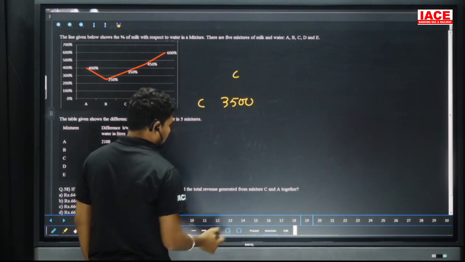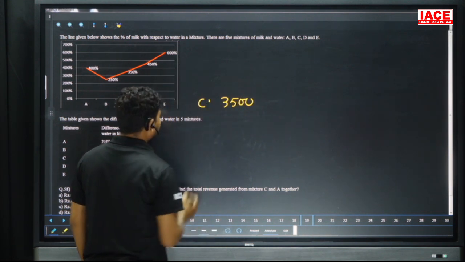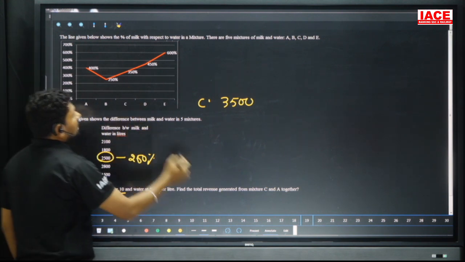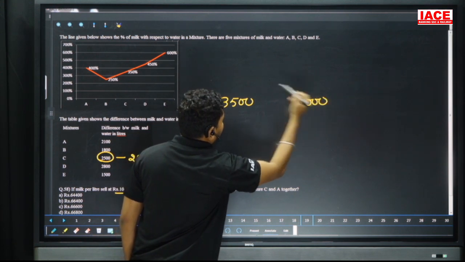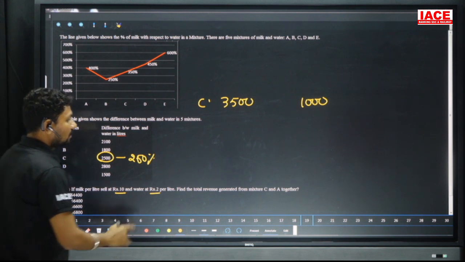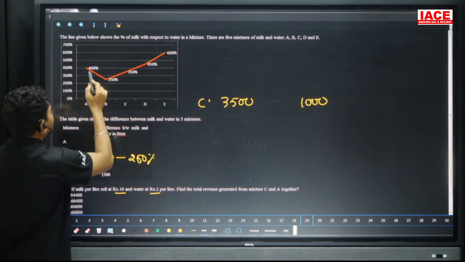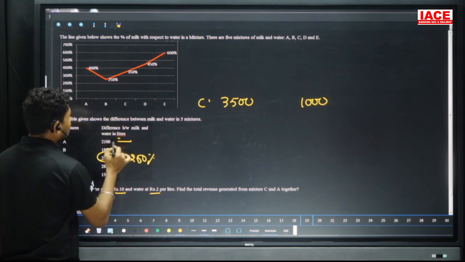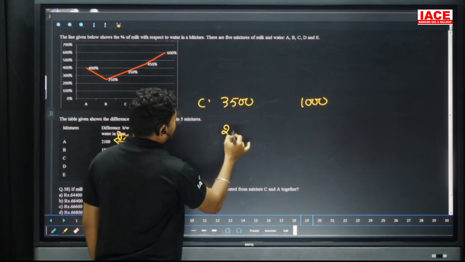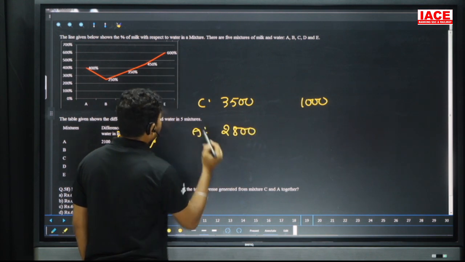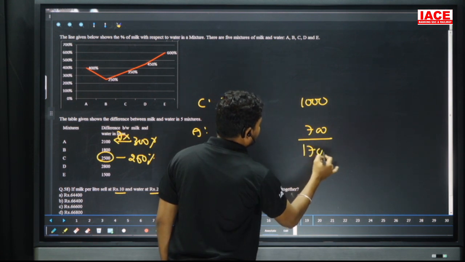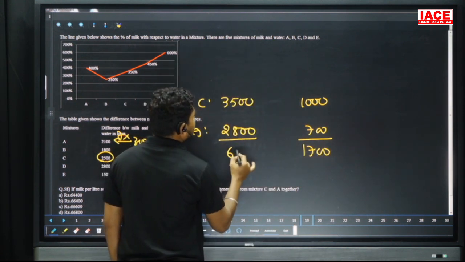Milk is 3500 in C. Then next, water is required. Here the water is 100 percent, which is 1000. Okay, water is 1000, milk is 3500, and we need the water also for A. In A, water is 100 percent, milk is 400 percent, the difference is 300 percent, which is multiplied by 7. 7 times 4 is 2800. This is the milk, and 700 is the water.